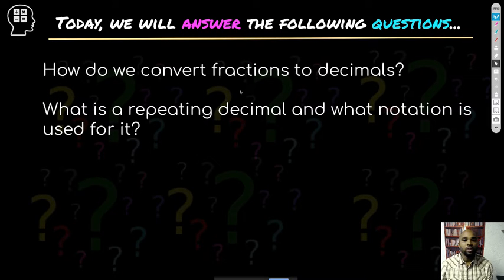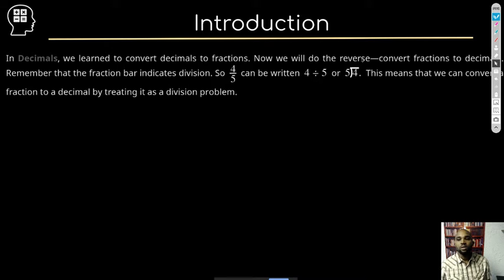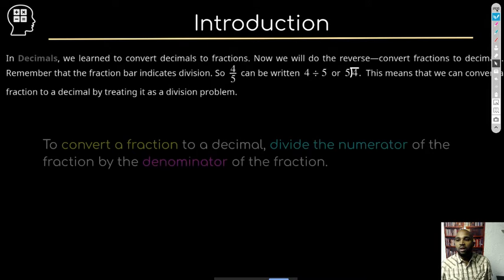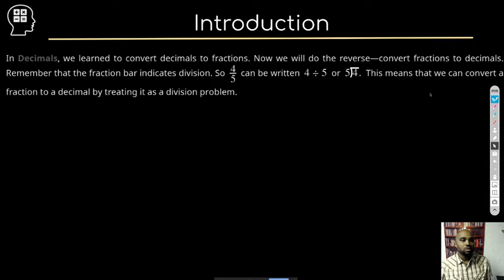So, how do we convert fractions to decimals, and what is a repeating decimal, and what notation is used to represent a repeating decimal? So we'll answer those questions here today. First, our setup is as follows. In decimals, we learned to convert decimals to fractions. Now we're going to do the reverse by converting fractions to decimals.